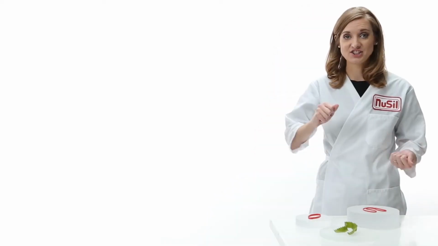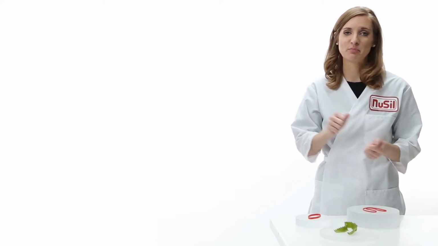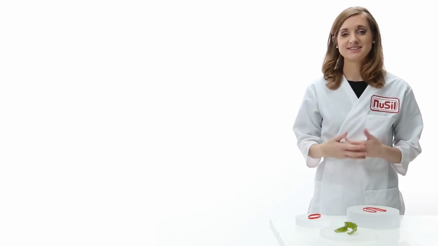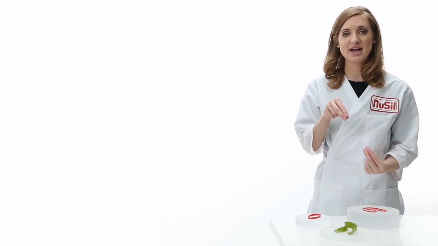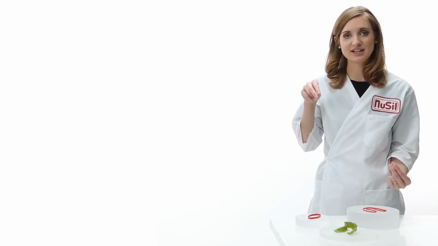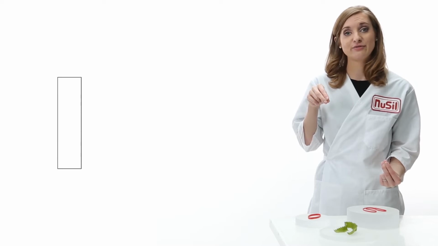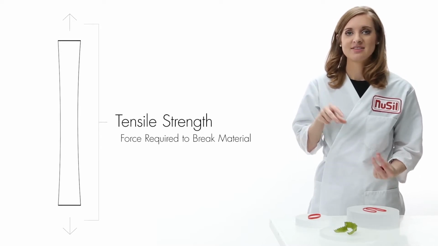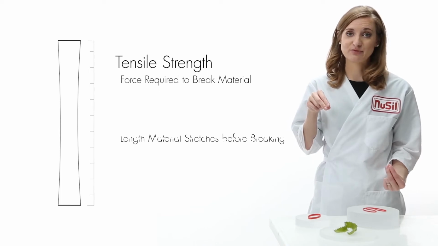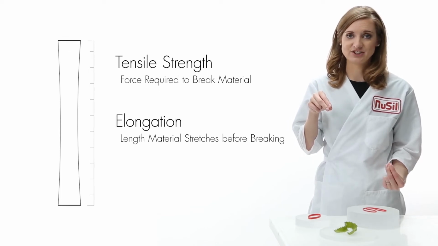Tensile, elongation, and tear will tell us if a material can withstand everyday stress and strain, such as stretching, twisting, compressing, or pulling. The standard way to test tensile, elongation, and tear is to hold the two ends of a material and pull it until it breaks. The force required to break the material is the tensile strength. The length the material stretched before it broke is the elongation.